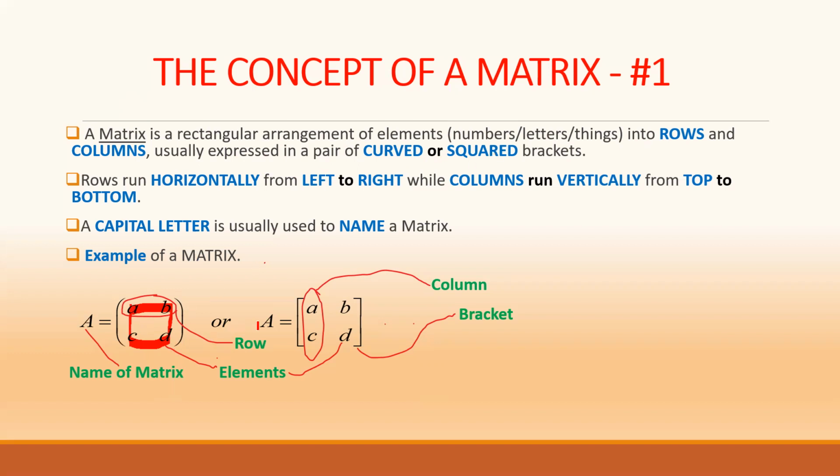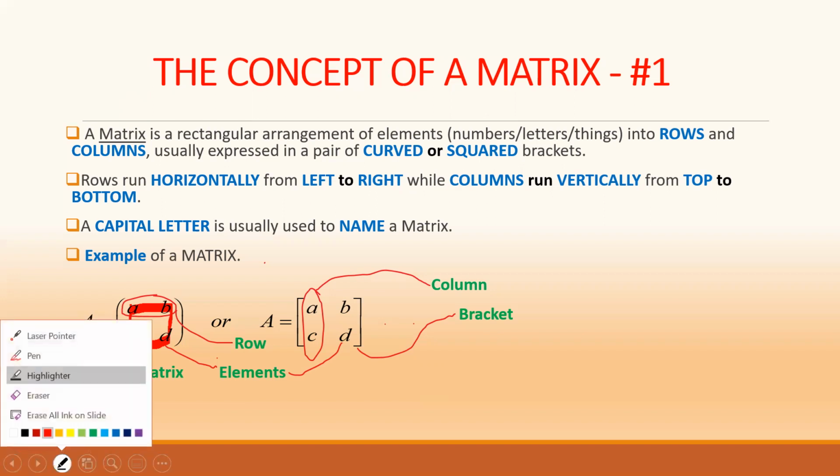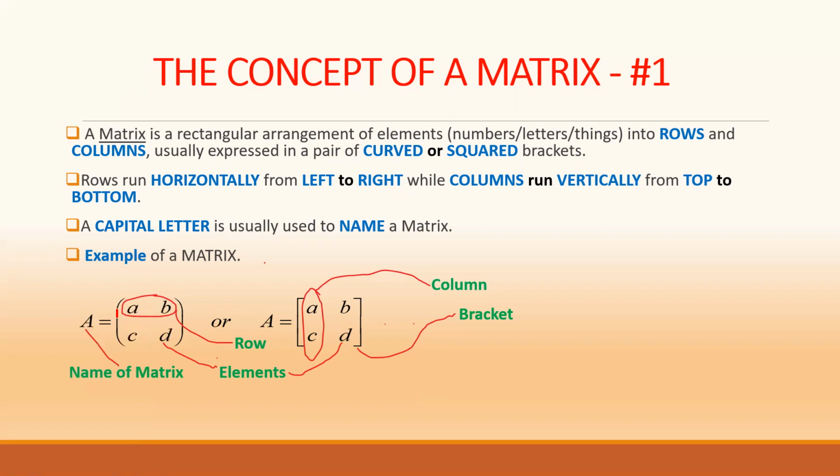Now, there are two examples here, just two different ways of expressing the matrix. In this example we are using a pair of curved brackets, versus in the other example we're using a pair of square brackets. So both ways are acceptable. If you see a matrix written using curved brackets, it is just as correct as someone using square brackets. So whether curved or square brackets, both are acceptable.